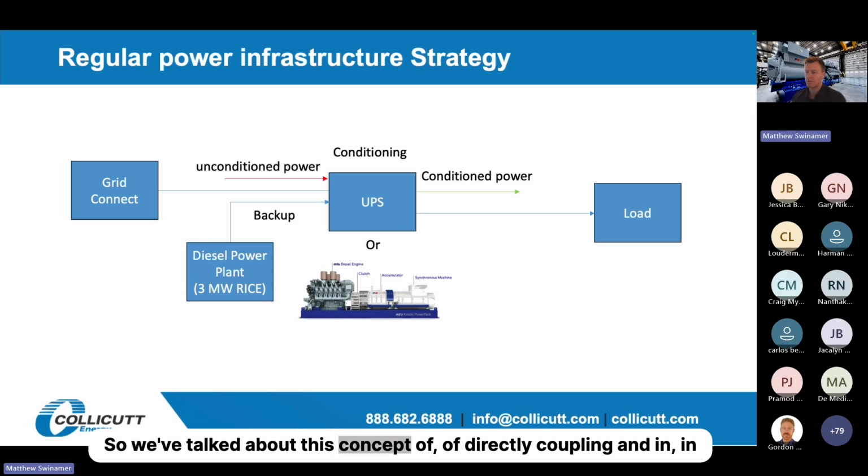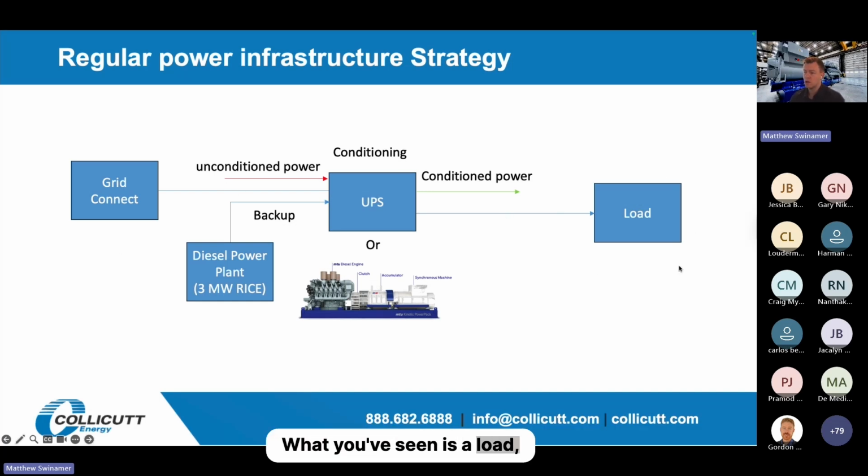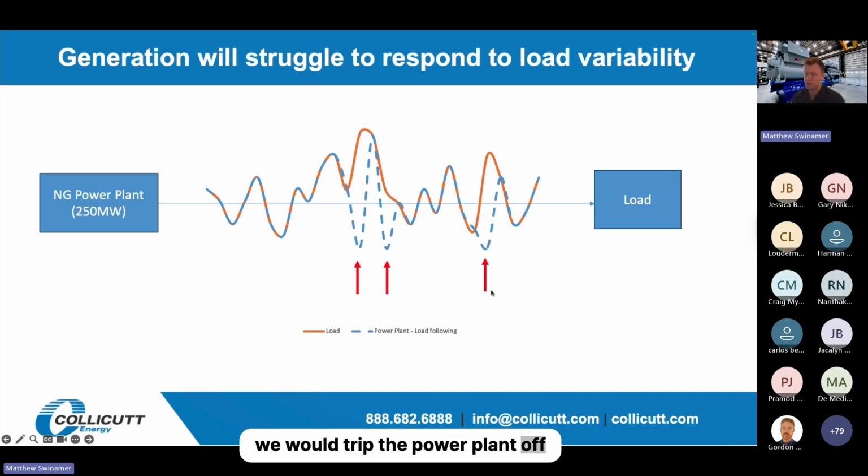So we've talked about this concept of directly coupling. And in normal power infrastructure strategy, we've already talked about this slide. What you've seen is a load being conditioned by the grid. But what we're seeing here is a load profile that the generator can't handle. The generator can handle it up to here, but then there's such a large load swing here that the generator has to turn off because it just can't handle this load swing. Same here, and then same here. And so these would be moments where we would trip the power plant off.